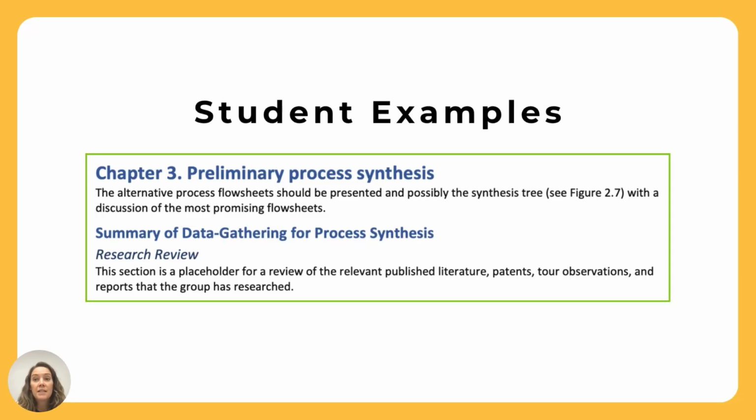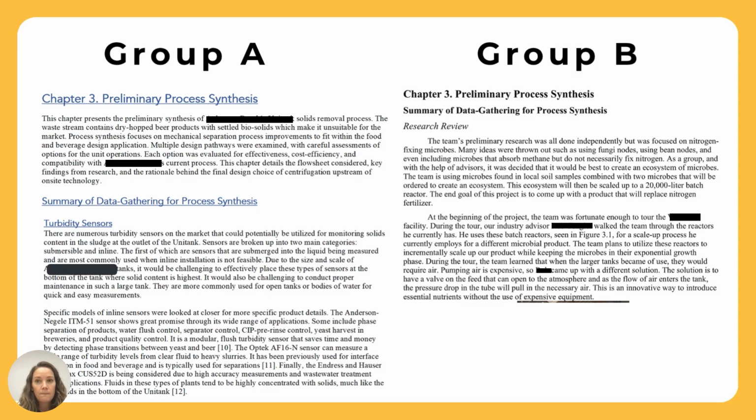Let's look at some student examples of the research review. Looking at these two groups' examples, which one do you think does a slightly better job introducing this section of the report? What do they do differently? If you said Group A, you are correct. Notice how under the Chapter 3 heading, they give a little synopsis of what this section is about. This cues to your reader what you're going to cover in this section.